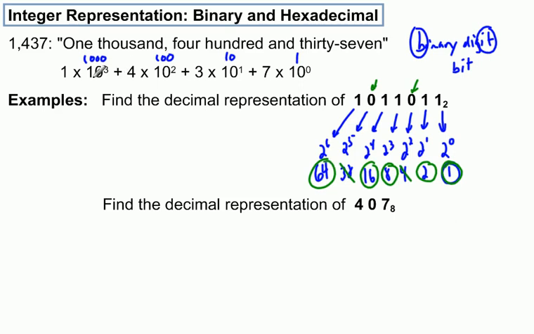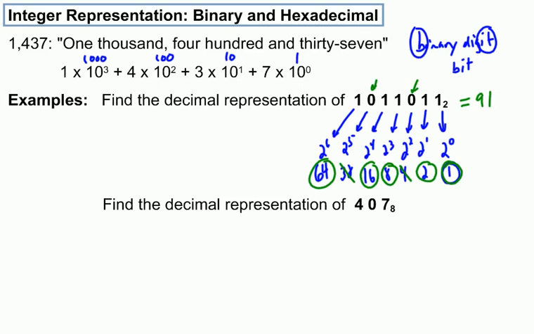So instead of having 1 times 1,000, 4 times 100, and so on, powers of 10, we're going to have 1 times each of these powers of 2. Basically all we have to do is add up the numbers here. 64 and 16, that's 80, 88, 90, 91. This represents 91 in base 10.